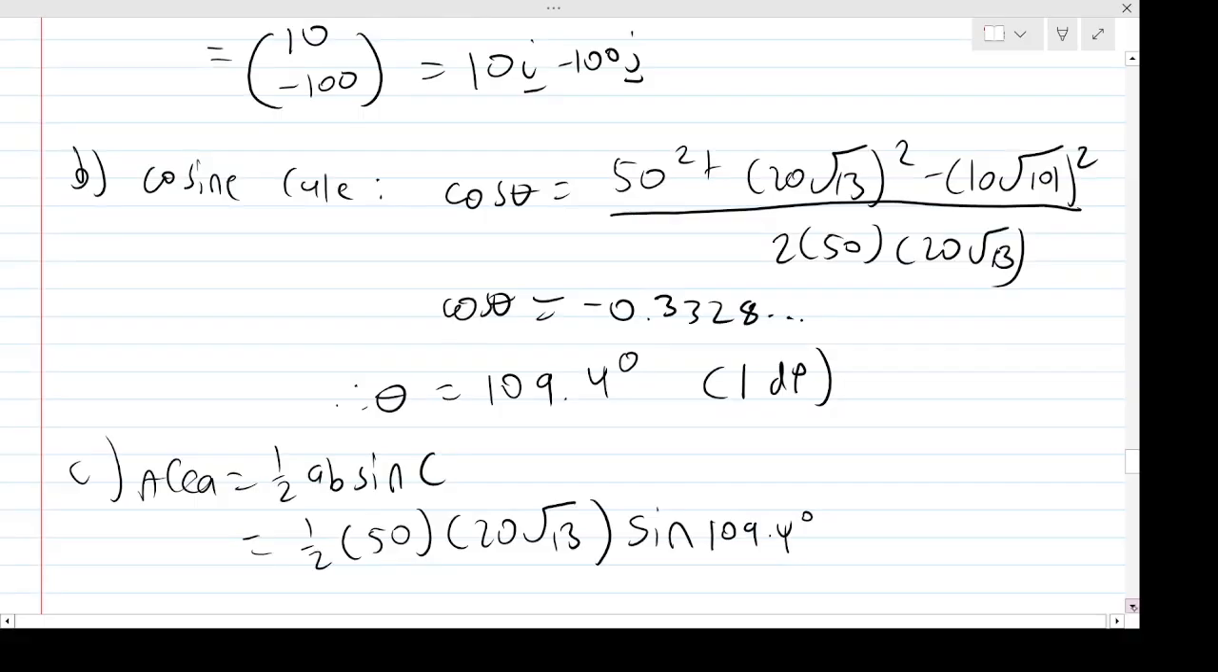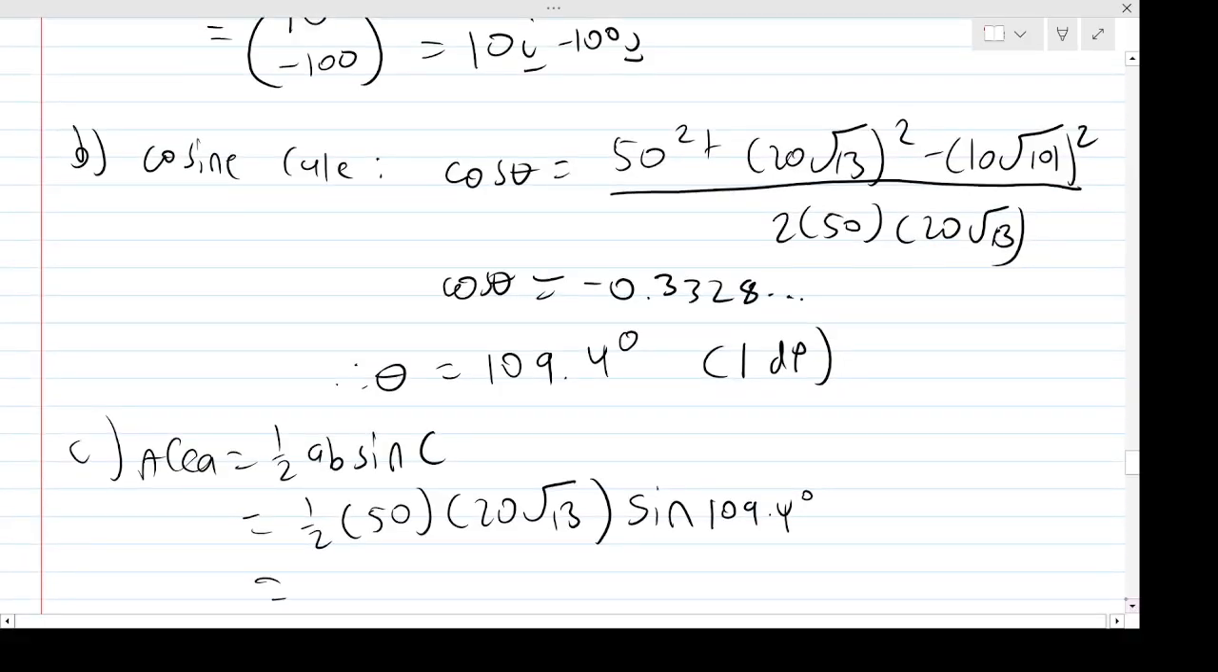So if we do all that then, put it in a calculator, we get exactly 1,700, and that'd be in square meters. So meters squared there, and that's our units. And there we are.